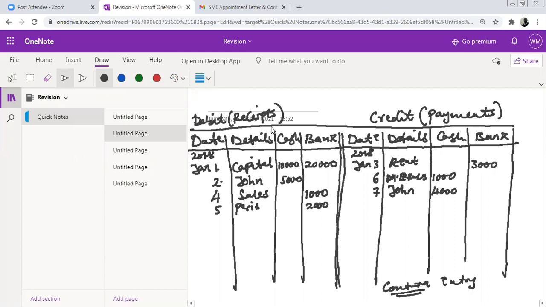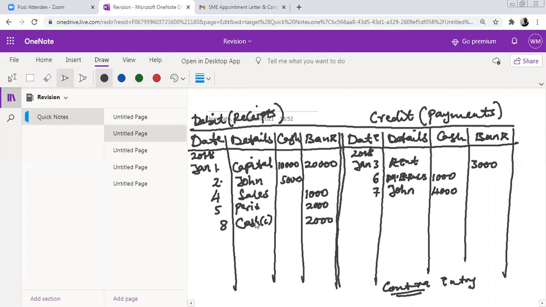So you need to come here and note, we took 2,000 out of cash and paid it into the bank account. So the bank account is the one that is receiving this money. So on the receipt side, we record 2,000 in the bank because it is the one that is receiving. And here we record it is coming from cash. This is on eight. You record it on the bank column because it is the one that is receiving. And here you record where the money is coming from.